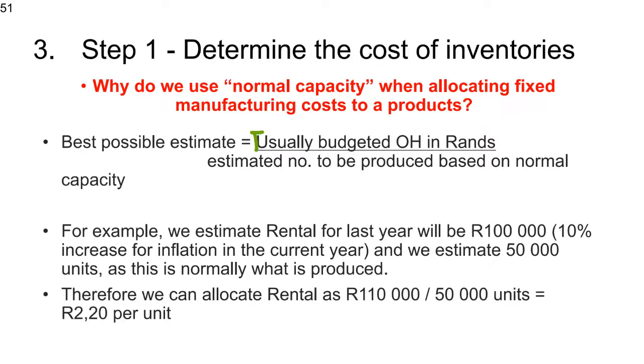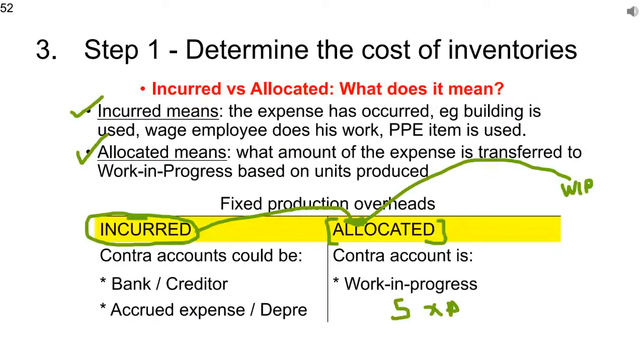We can predict it, so it's more likely that it's going to be the actual. So it's easy to predict. It's a cost that's easy to predict, and then we divide it by the normal production, right? And remember that normal production is our best estimate, right? And we get this rate that we call the allocation or application or absorption rate, and then we absorb that cost into inventory. Okay.